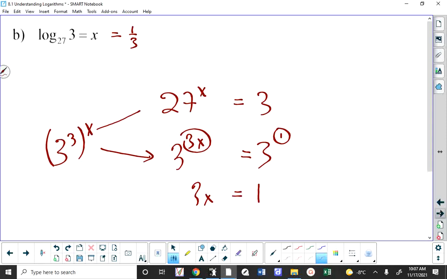I've never really figured out a way to explain why intuitively that makes sense to me, other than to say you have to take the cube root of 27 to get 3. And a cube root as an exponent is an exponent of a third.